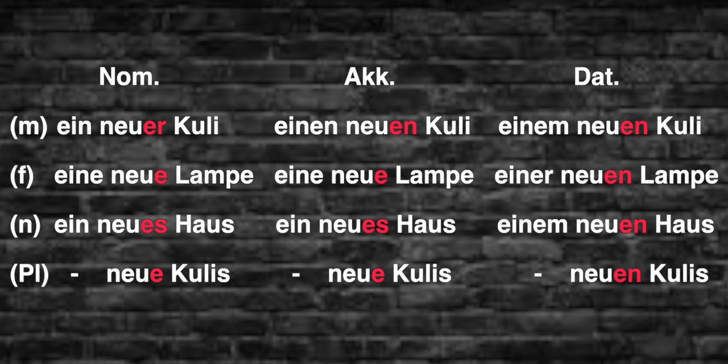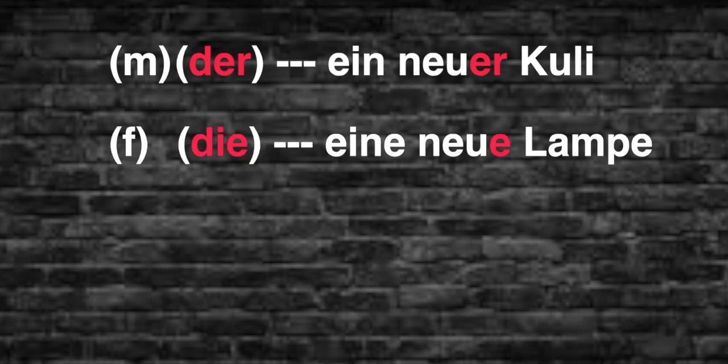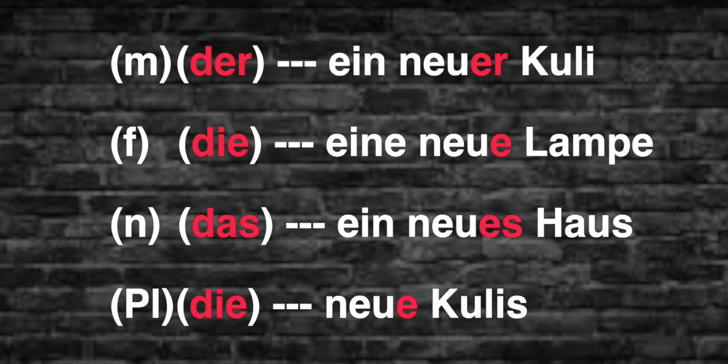Now in this case we have a bit more trouble because we do not have e and en declensions only. No, we have many different declensions. I like to think of these declensions as follows. Since we do not have der, die, das, die now that we have the indefinite articles, this definite article der, die, das, and die re-emerges in the adjective declensions. So you can see it's ein neuer Kuli, der, neuer, so the masculine article er re-emerges, and then you have eine neue Lampe, die, ein neues Haus, das, neues Haus, and of course neue Kulis, die neue, and that's a plural article again.